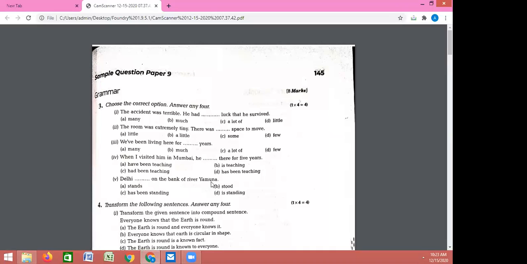I think you are very clear about this, and you will have to attempt 4 questions out of 5. I think you are very clear about first question of grammar, but I want to give you guideline, dear students. Answer every question by highlighting number, then you will highlight the right option, code number of right option, and then right answer.